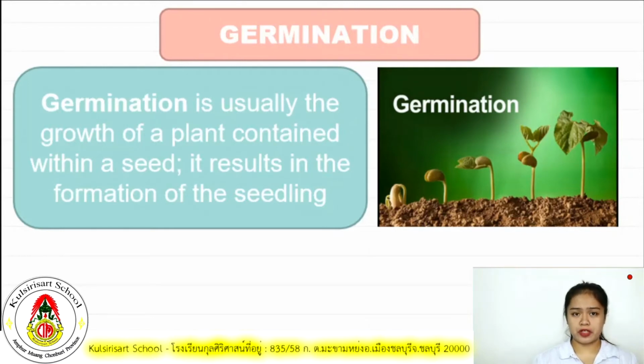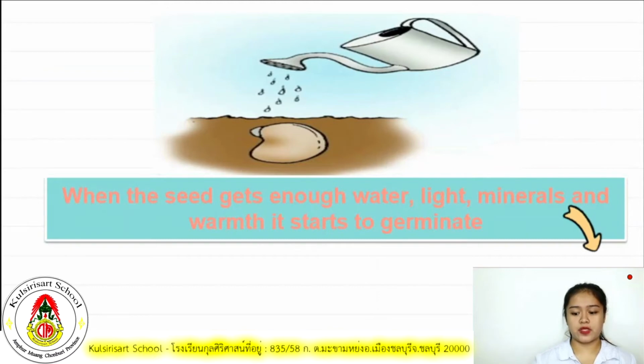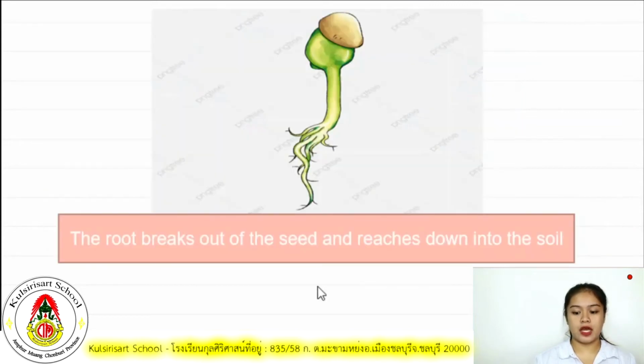So how does germination take place? Are you ready to find out? Okay, let's find it out together. Germination takes place when the seed gets enough water, light, minerals, and warmth. After getting enough water, light, minerals, and warmth, the roots break out of the seed and reach down into the soil.